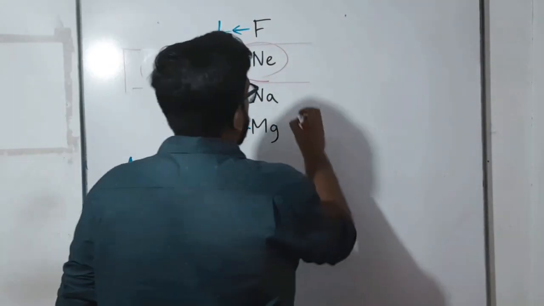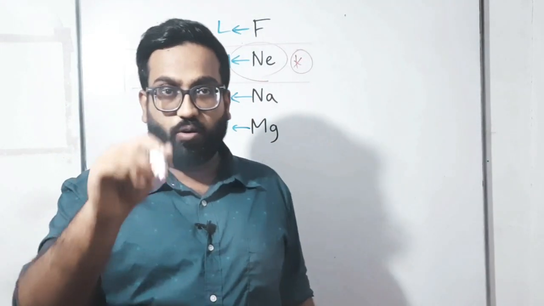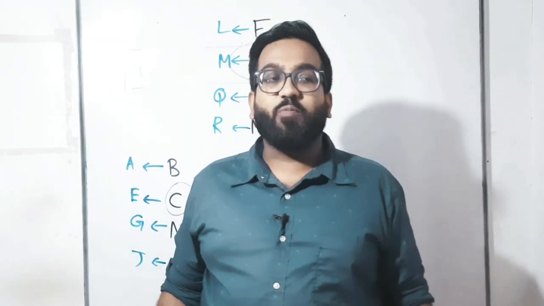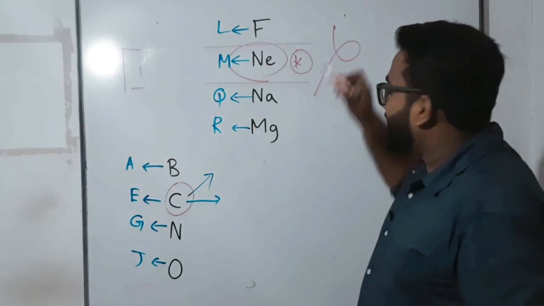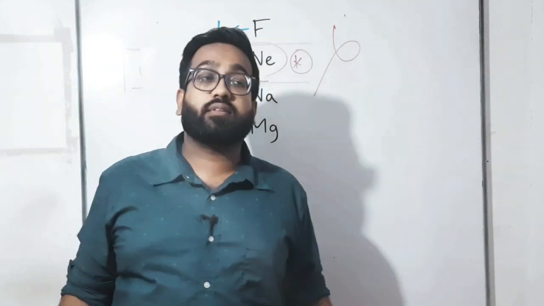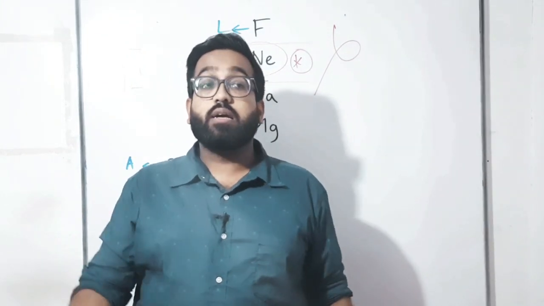Neon. So children, the answer is neon. If you put the answer as neon, or if you put capital N, small e, how many marks are you given? No marks. Why? Then you will say the answer is correct. No. We have mentioned neon. No. They have asked about noble gases.